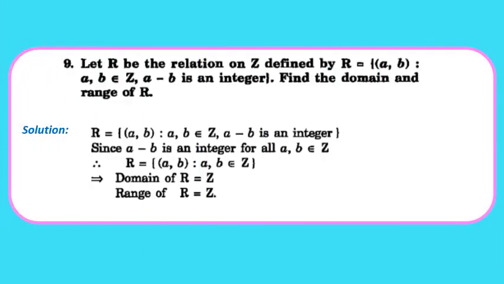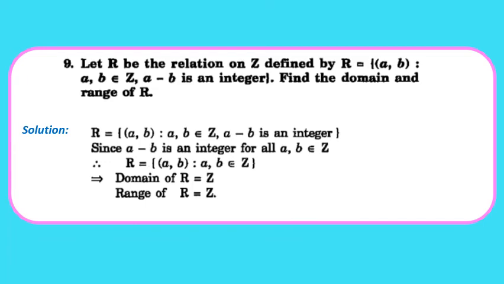Next is question number 9. Let R be the relation on Z defined by R equals the ordered pairs (a, b) such that a, b belong to Z and a minus b is an integer. Okay, so find the domain and the range of R. We have to find the domain and range. Z is what? The set of integers. So R is given to be the set of ordered pairs (a, b) such that a, b belong to Z and a minus b is an integer.